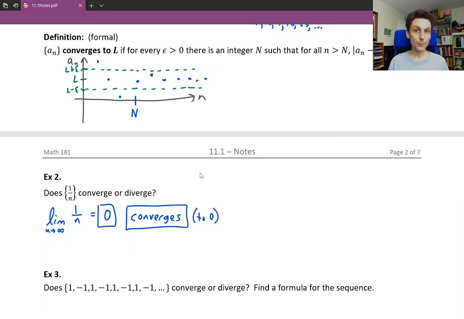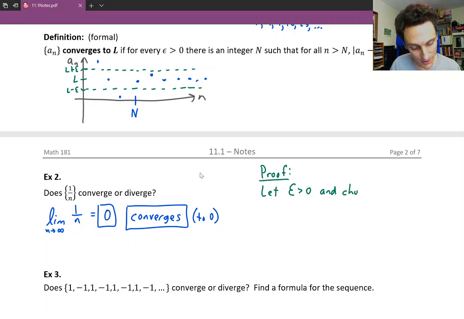But if we were asked to prove that, numerically is fine, but if we were asked to prove that by the definition of what this limit is, then we could say something like this. Here's the proof. Let epsilon be greater than 0. Give me any epsilon you want. Challenge me. Here's how I'm going to respond. I'm going to choose big N to be 1 over epsilon.